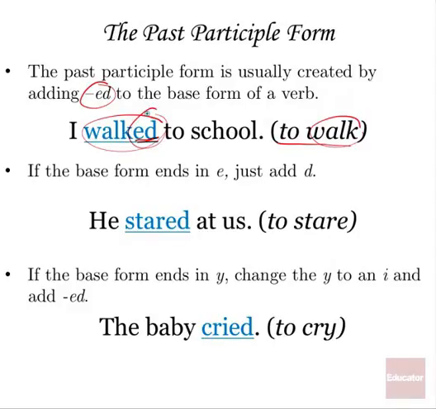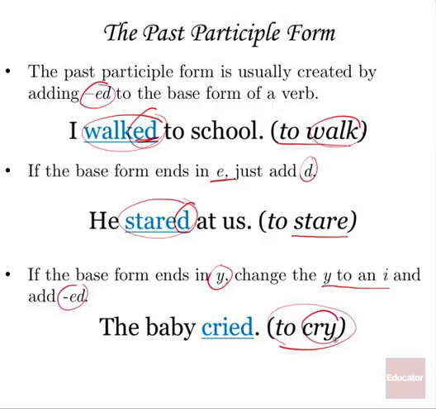Now, there are some complications. If the base form ends in e, just add d. So there's our old friend stare, and it becomes stared. We've just added the d. And if the base form ends in y, change the y to an i and add ed. The baby cried. The infinitive is to cry. The base form is cry. We get rid of that y, we turn it into an i, and we get, with ed, cried.